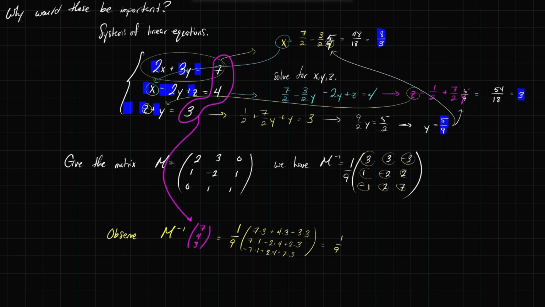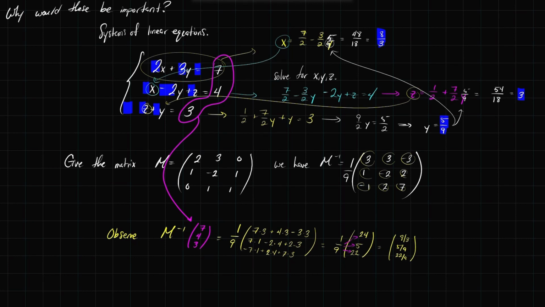If I add all these together, I have, looks like, 21 plus 12 is 33 minus 9 is 24. I have 7 minus 8 is negative 1 plus 6 is 5. And I have negative 7 plus 8 plus 21 is 1 plus 21 is 22. And if I go ahead and simplify, if I pass my 1 ninth inside and simplify, I have 24 ninths. I can divide numerator and denominator by 3 and get 8 thirds. I have 5 ninths, and I have 22 ninths.